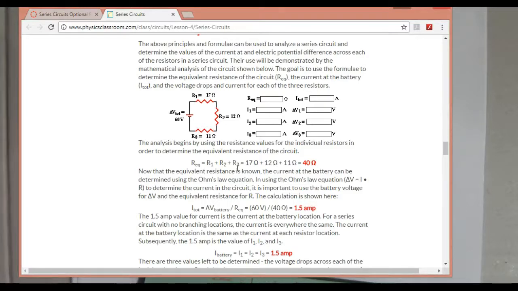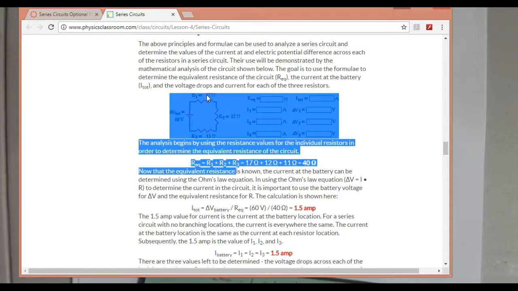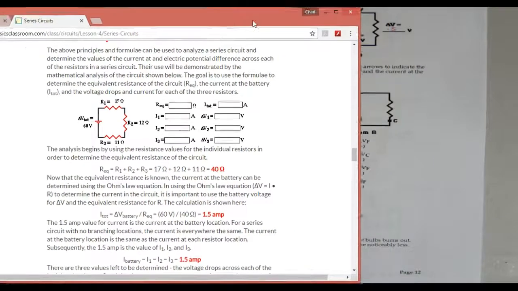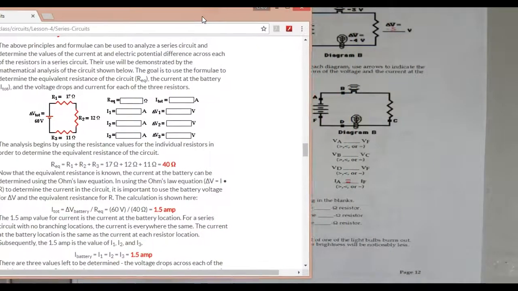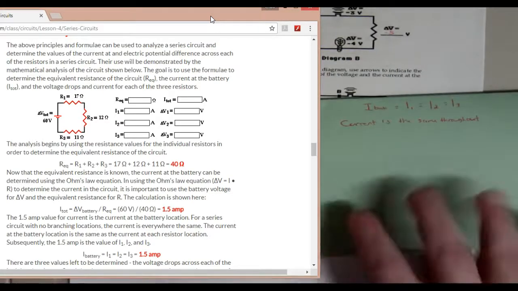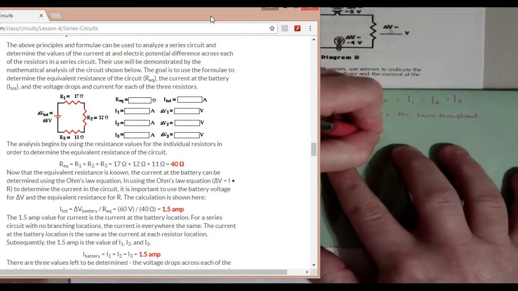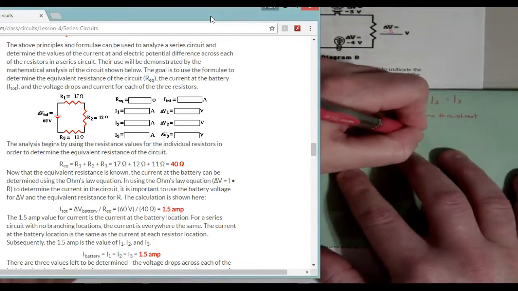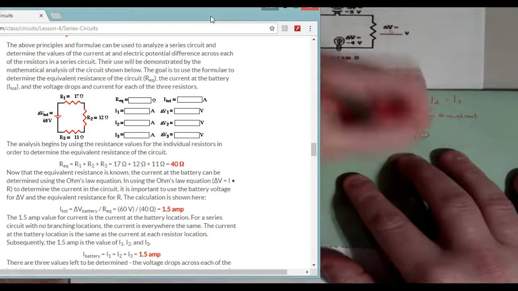So the total resistance is, I'm trying to point at the screen with my pen, it ain't picking that up, 17 plus 12 plus 11. So the total resistance is 14, right? So let's see if we can bring this off to the side. There we go. So our total resistance is, sorry, 40, not 14. Right?